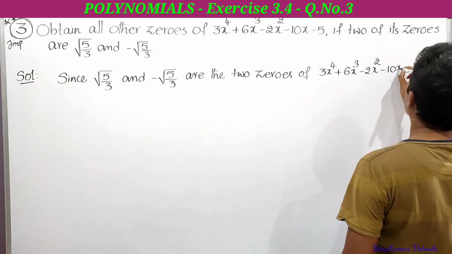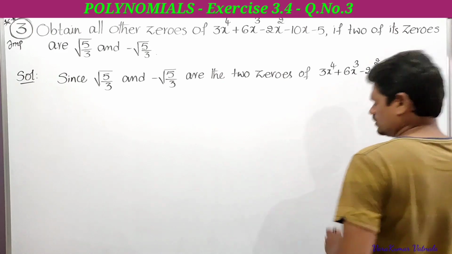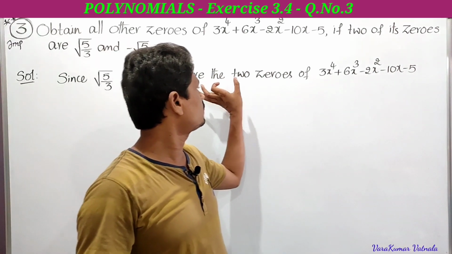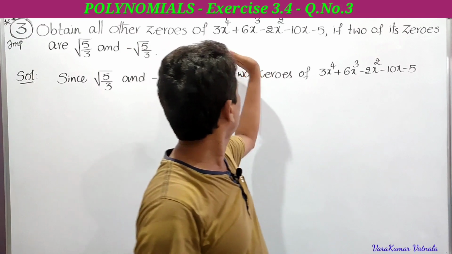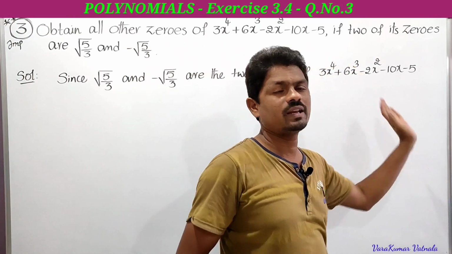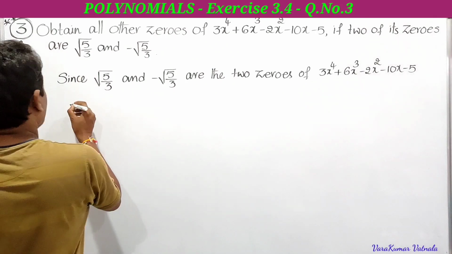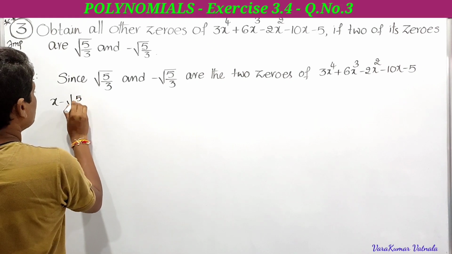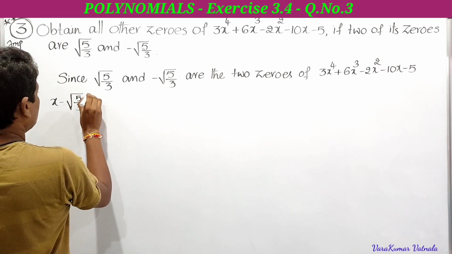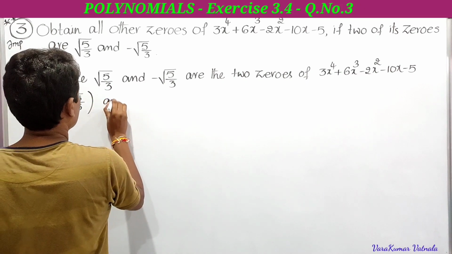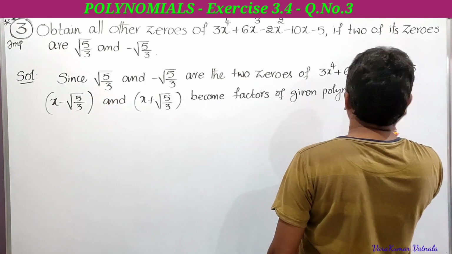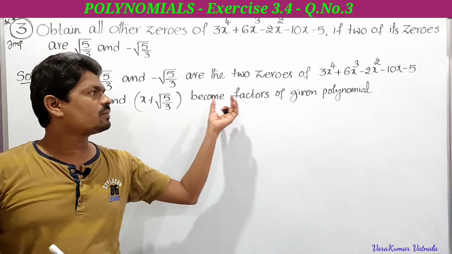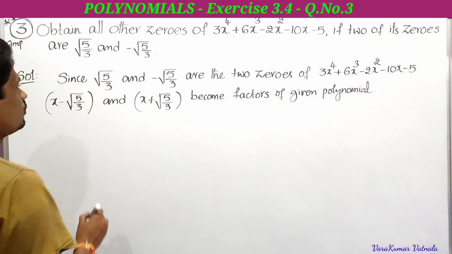Square root 5 by 3 and minus square root 5 by 3 are the two zeros of 3x to the power 4 plus 6x cube minus 2x square minus 10x minus 5. So x minus square root 5 by 3 and x plus square root 5 by 3 become factors of the given polynomial.